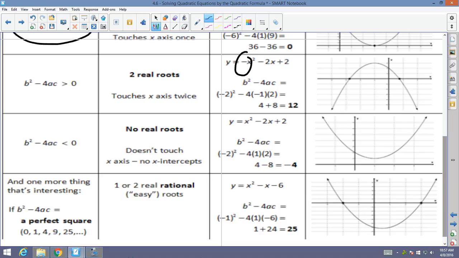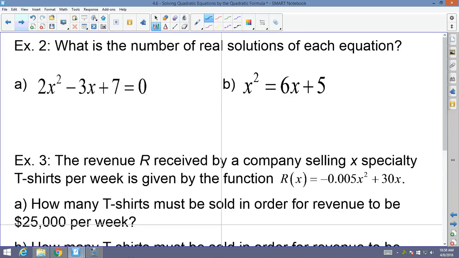So if b squared minus 4ac is less than 0, that means that you have no real solutions. As you can see on the graph all the way on the far right, it does not intersect the x-axis. And then one more thing that's kind of interesting. If b squared minus 4ac equals a perfect square, 0, 1, 4, 9, 16, 25, 81, 100, that means you have one or two what's called easy roots. So when you have a perfect square, you may get one solution or you may get two solutions. That's the one where it really depends on the actual solution of the quadratic function. I like to just put that because it's kind of interesting. It's not in many books.